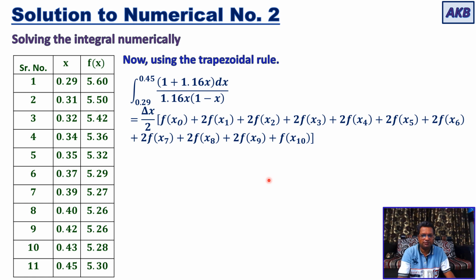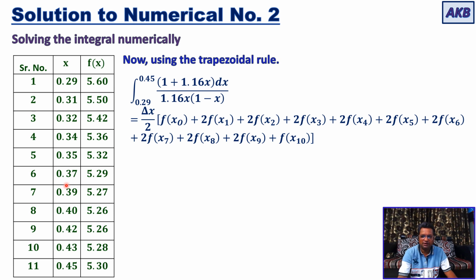In this case, where this interval is divided into 10 subintervals, the formula will be like this. It will be delta x by 2 into f of x0 plus 2 f of x1 plus 2 f of x2 plus 2 f of x3 plus 2 f of x4 plus 2 f of x5 plus 2 f of x6 plus 2 f of x7 plus 2 f of x8 plus 2 f of x9, and the last term will be f of x10.